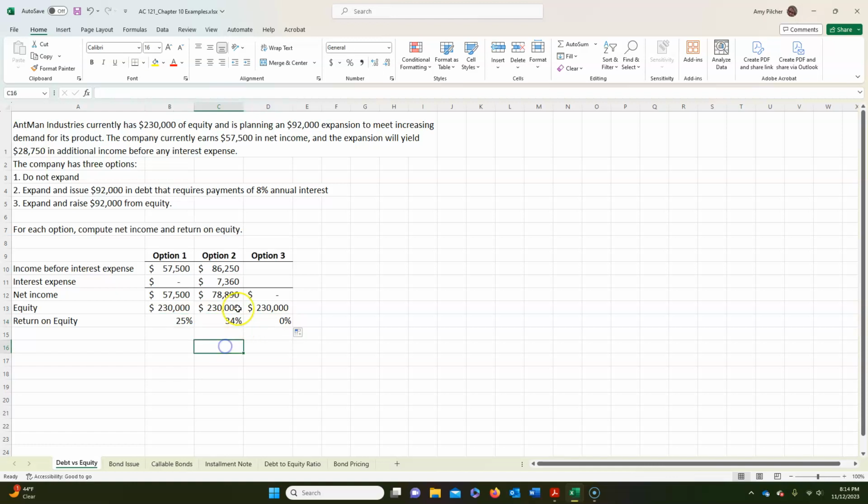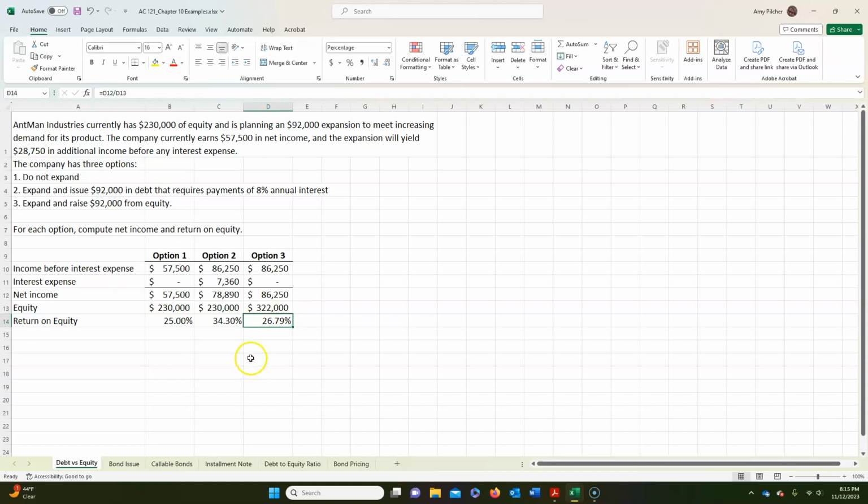And so at this, our return on equity is 34%, and we can even extend that out 1 or 2 decimals. The main thing with parentheses, if you extend it out 1, you want to extend them all out 1. And in option 3, we have the increased income. We don't have any interest expense because we raised the amount of equity, but now our equity is $230,000 plus the $92,000 that we sold to get this.